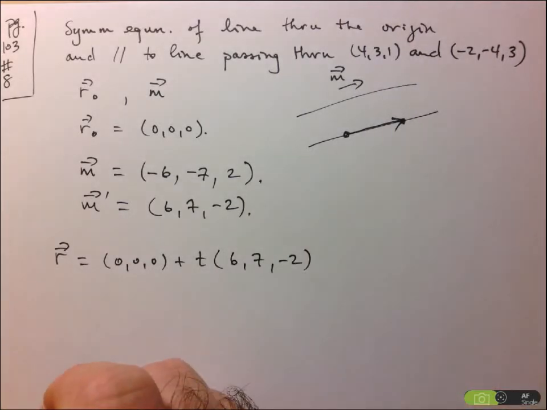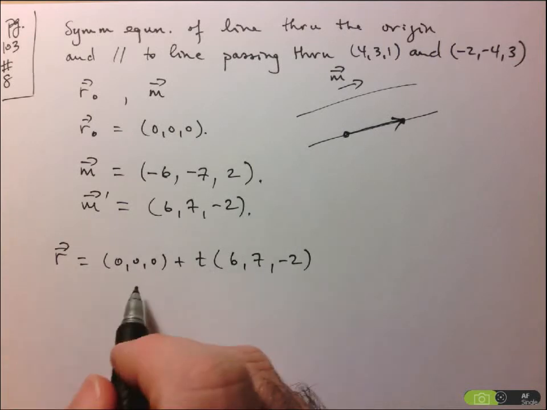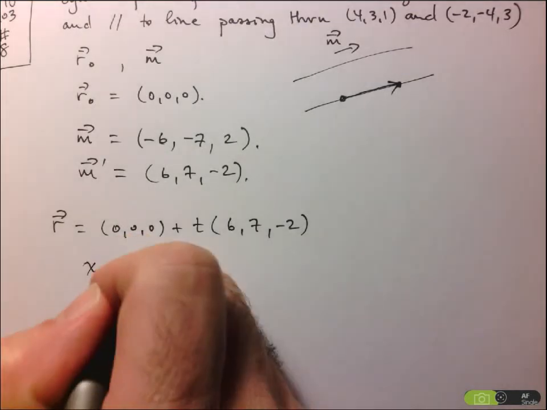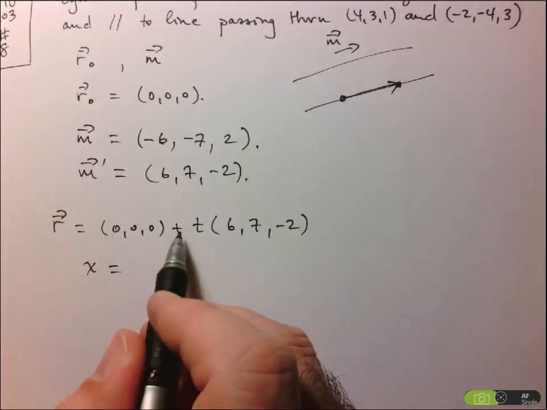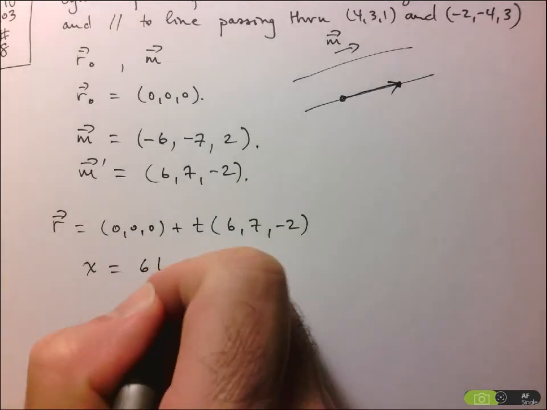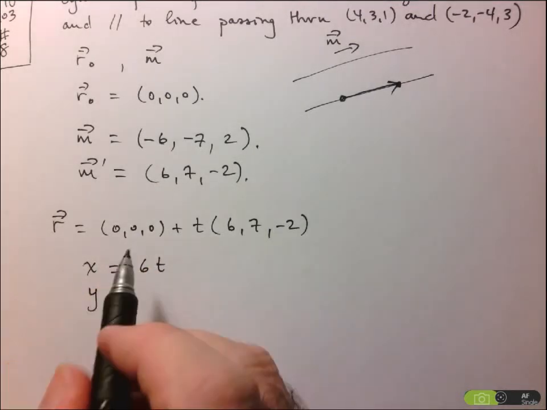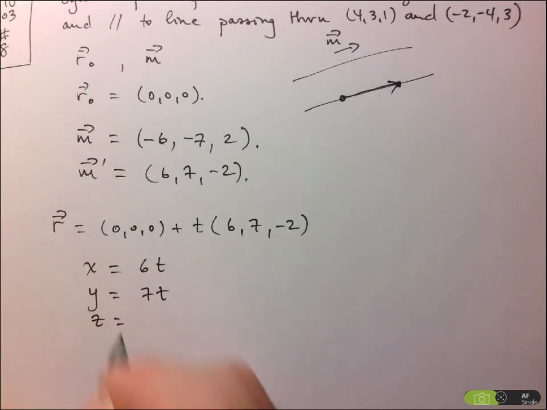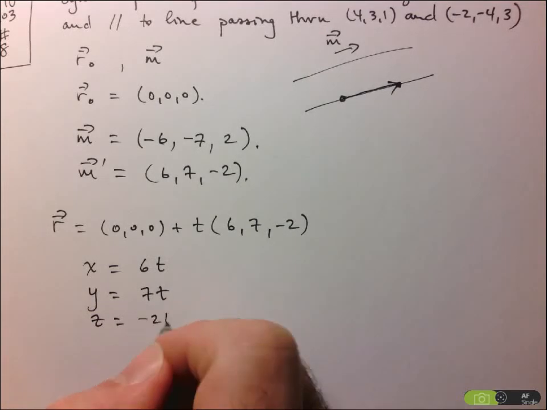If they were asking for the parametric equations, it would just be the same thing, just with the individual components written out separately. So here x would be equal to 0 plus 6t, so just 6t. y would be 0 plus 7t, so just 7t, and then z would be 0 plus -2t, so -2t.